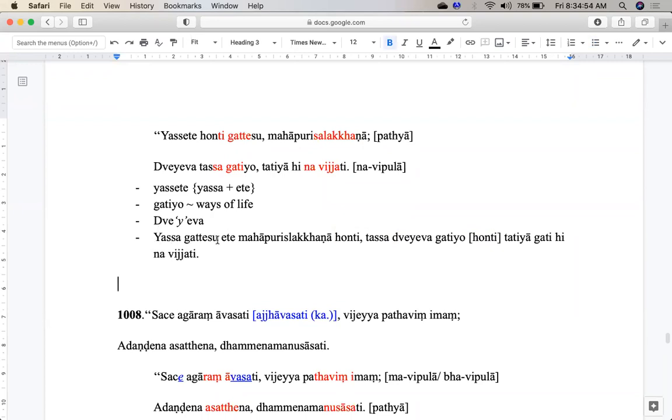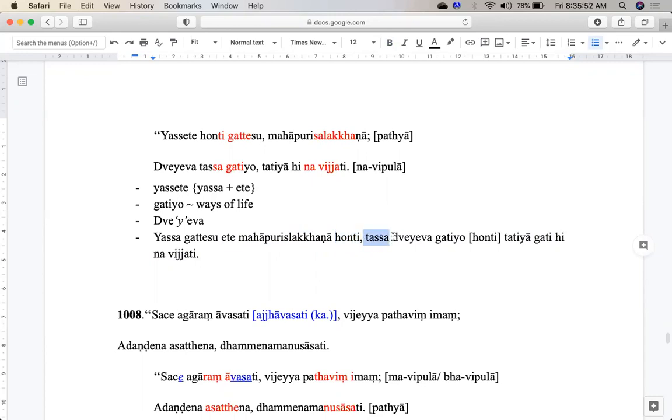Yasa gadesu. Gada is commonly the body, but here it means part of the body, limbs. Gada as a singular form is body, but in plural form, parts of the body, limbs. So yasa gadesu: for whose, for the one on whose body, on whose limbs. So iti Mahapurisa Lekhana: these marks of great men are on the limbs of whose. And that is for that person.